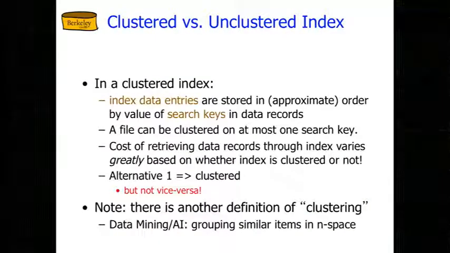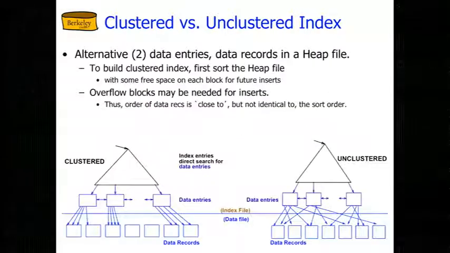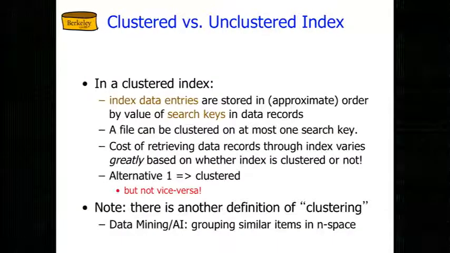All right, so to go back to talk this through, clearly the file can only be clustered one way. The cost of retrieving data records through the index varies greatly. Order of R, right, number of records per page, depending on whether it's clustered or not. Obviously, if you're alternative 1, that is the records are actually stored in the index, you're clustered, right? The leaves of the index are the data, so they're sorted the same way. The other way around is not true. A clustered index does not have to be alternative 1. I just showed you a picture of a clustered index on the left-hand side of this picture. It's alternative 2. Right? It's pointing to things, and those things are sorted the same way.